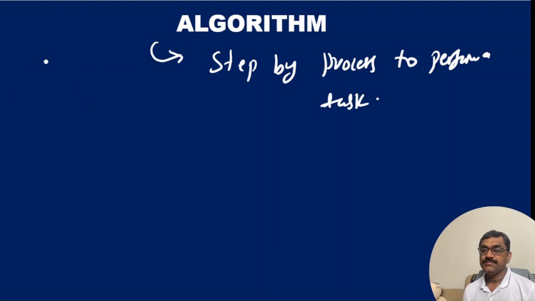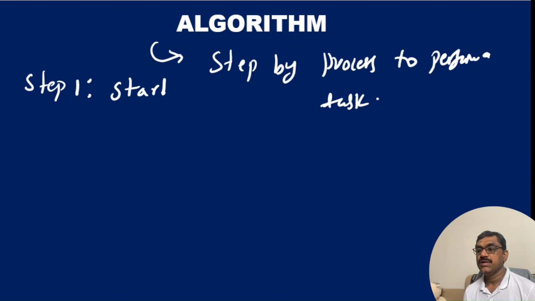For the same problem, area of circle, I'm going to write an algorithm. In the algorithm, we have to mention the steps. So what is the first step? I'm writing step 1. Step 1: again, there you have drawn the symbol, but here I'm writing only the code, start.